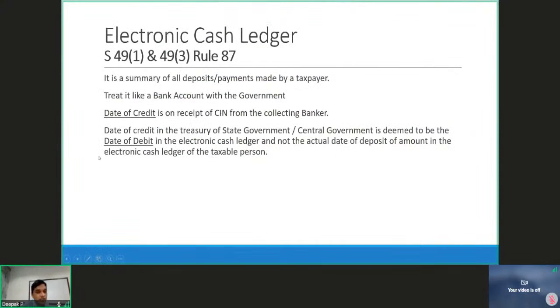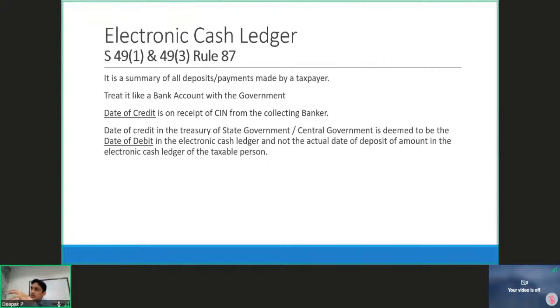Now, electronic cash ledger, these provisions are given in section 49(1) and 49(3), followed by Rule 87. Rule 87, we have seen that electronic cash ledger is to be maintained in PMT-05. Now, electronic cash ledger is a summary of all the deposits made or payments made by the taxpayer. All the deposits you make, payments you make come as a credit in the electronic cash ledger. Now, electronic cash ledger and credit ledger, these are asset ledgers. So you will see that all the credit side gets accumulated for the additions and all the debits are for the reductions. Cash ledger is like an asset.